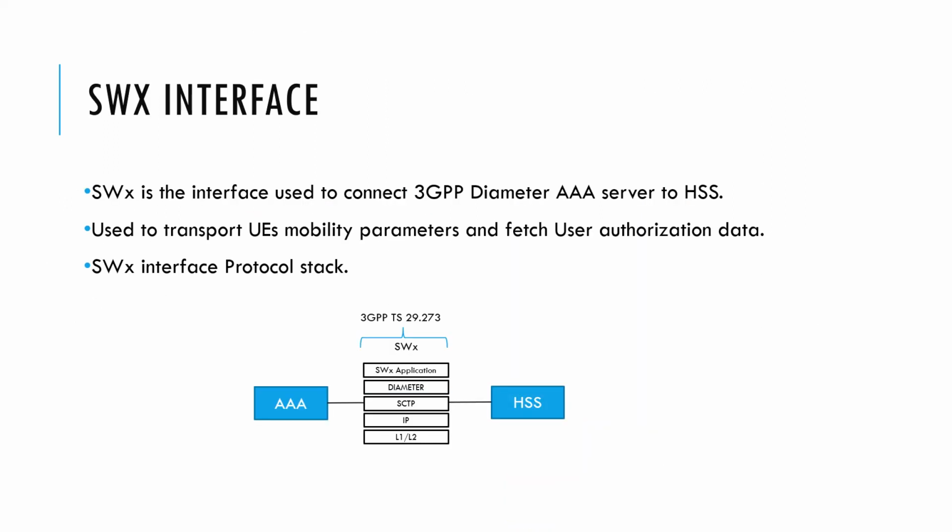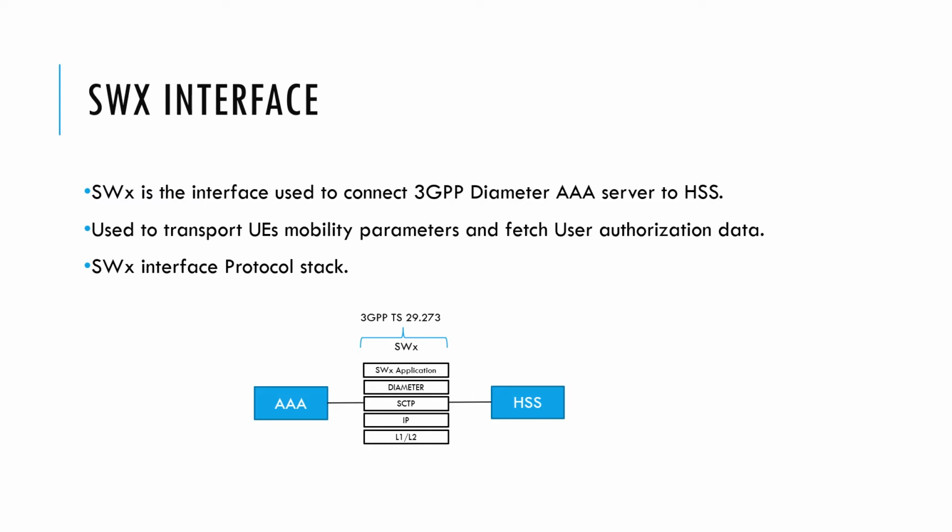So the first interface which is introduced in Wi-Fi is the SWx interface. It is used to connect the AAA and the HSS. The main function of this interface is the transportation of UE mobility parameters and fetching the user authorization data. Here UE mobility parameters basically means UE subscription data, and user authorization data is also there, which decides whether the UE is allowed to use certain services or not.